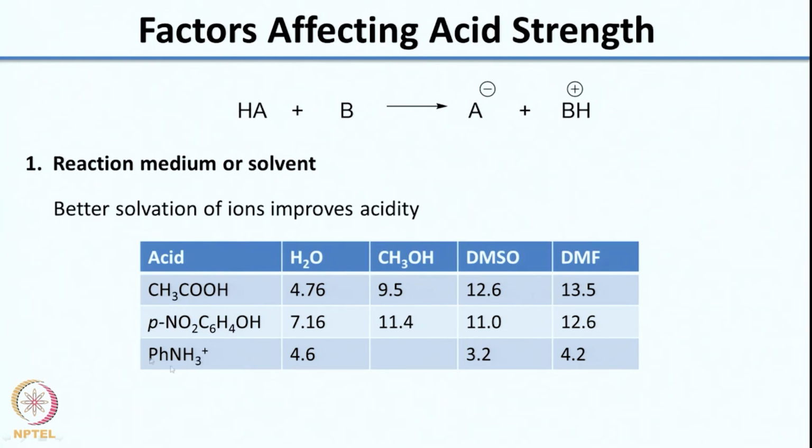Here what you see is you have a protonated acid. So when I told you the guiding principle, this comes in the second category where you have a cationic acid. Here, in water the pKa is 4.6, but when you go to DMSO and DMF, the pKa decreases. So why is this the case? Now I want you to think before I tell you the answer. What happens when you change the solvent from water to DMSO or DMF?